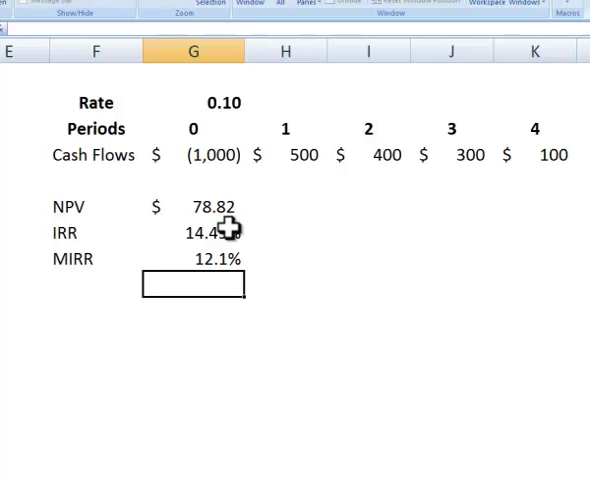Between the calculators and Excel, these complex calculations are really quite easy. And with Excel, even the modified internal rate of return is quite easy to do.